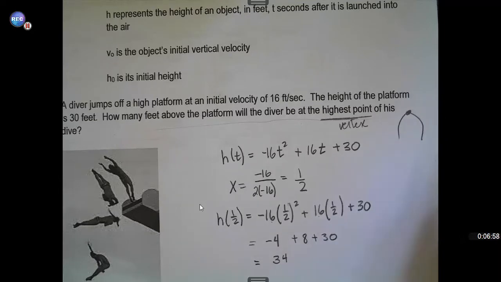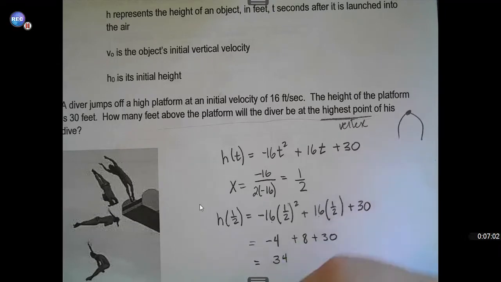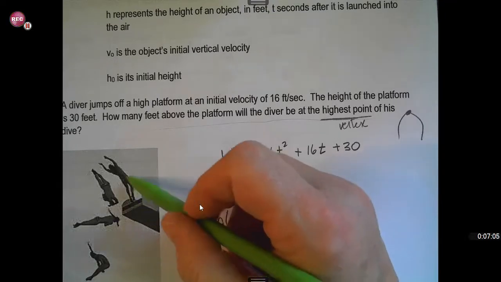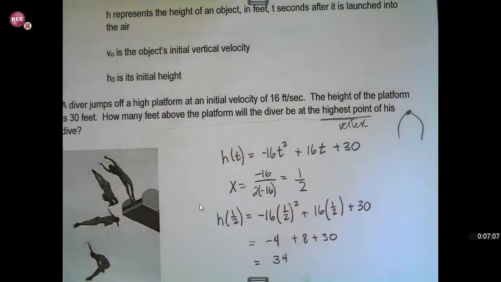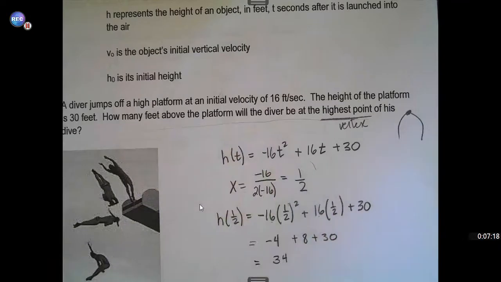So the platform is at 30 feet. When the diver jumps up off that platform and into the air, he will be at 34 feet in 1/2 of a second. And so how many feet above the platform will the diver be?